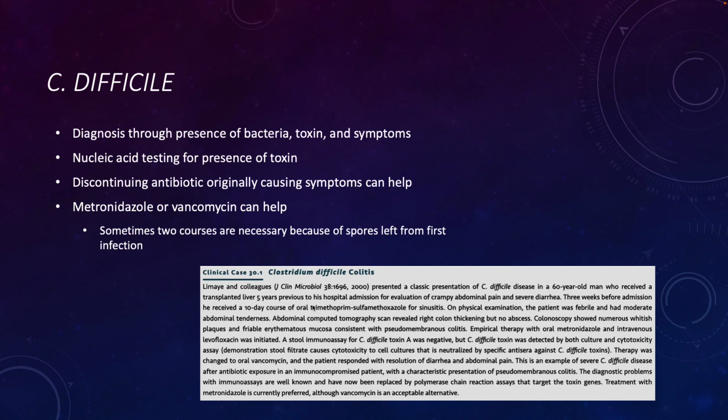So here's a C. diff colitis in a 60-year-old man who had a transplanted liver. Remember, anybody who's done organ transplants is likely going to have immune suppression because that keeps them from rejecting the new organ. Three weeks before admission, he'd taken a 10-day course of TMP-SMX for sinusitis.